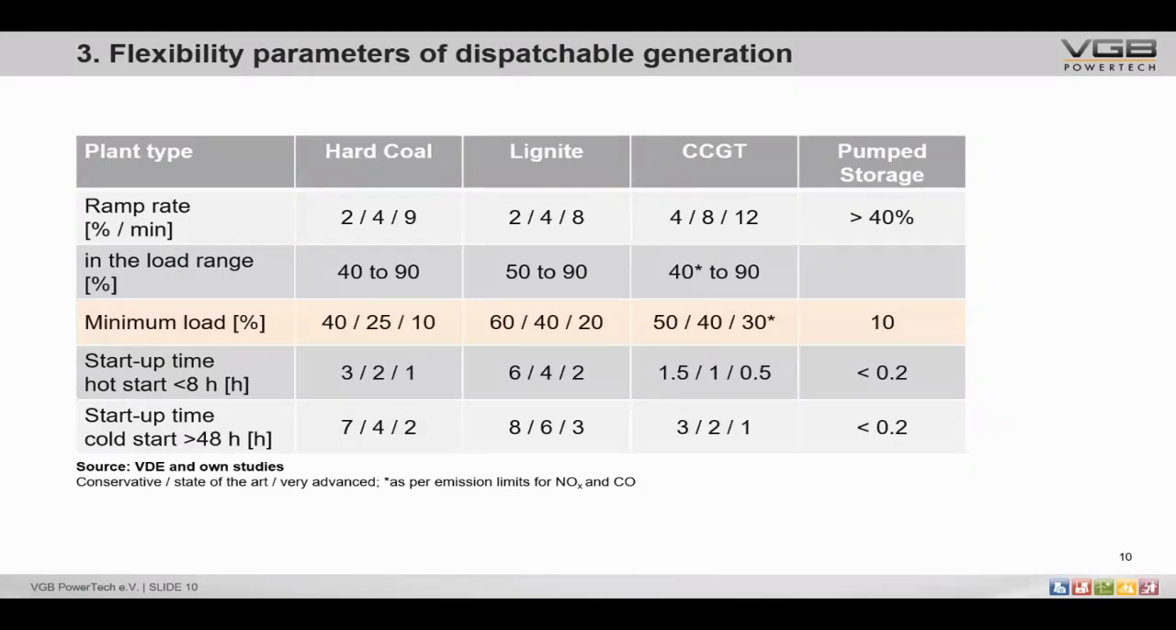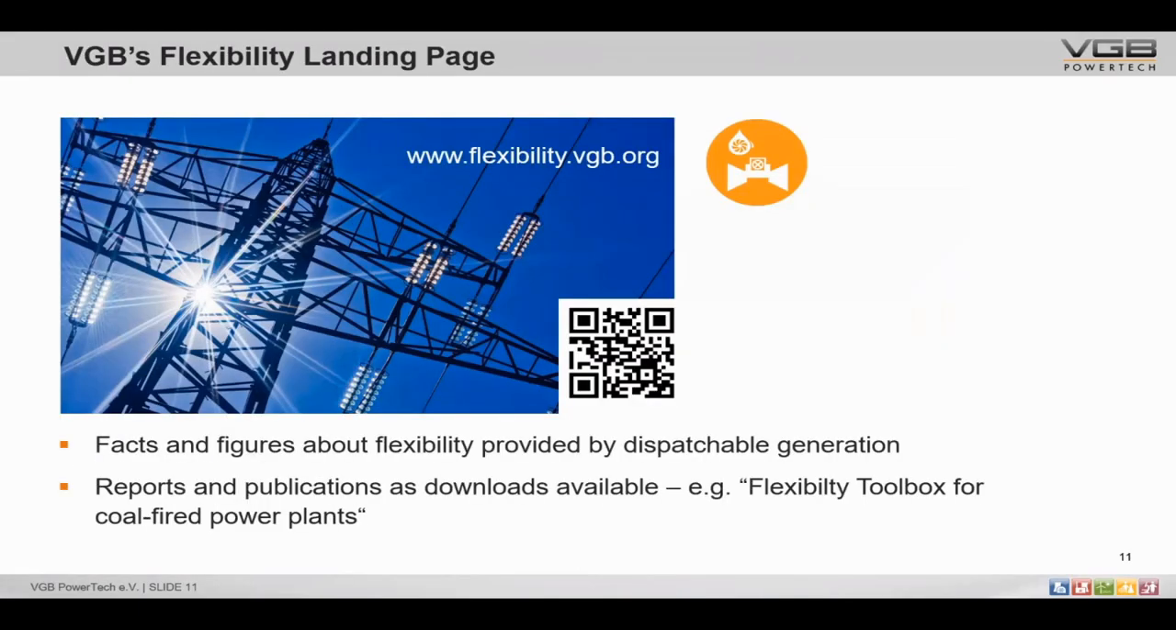The technical measures will be explained in the presentation by Anshan Sinha. He will go into detail on this. And I would like to conclude my presentation with some hints on where you find more information about the topic.